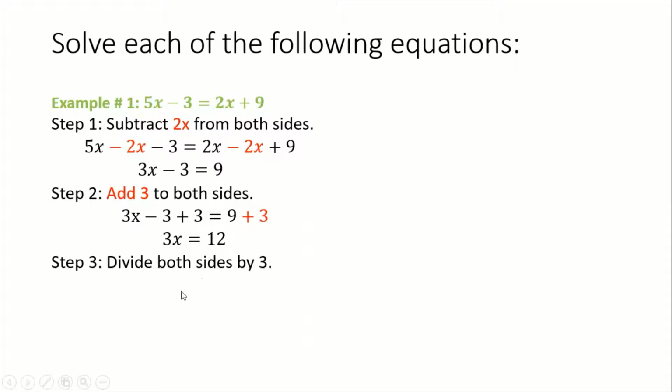How do you state this in your book? You would state this as 3x all over 3 is equal to 12 all over 3. When you simplify this, it will give you a solution. So x is equal to 4. All right.